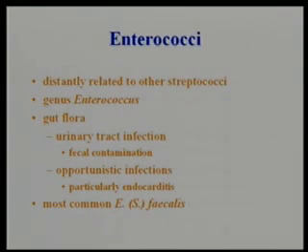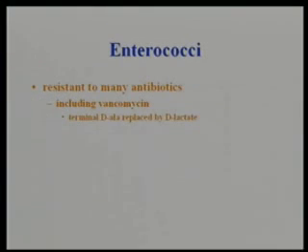The enterococci, as I've already said, are distantly related to other streptococci, but they've traditionally been covered with the other streptococci. The grouping tests are done against the streptococci. We know nowadays that genetically they're not streptococci at all. They are referred to as the genus Enterococcus. So you may see either designation. You may see them referred to as Enterococcus faecalis or faecium. You may see them referred to as Streptococcus faecalis or faecium or other versions thereof. So you need to know that when you talk about the group D. They are found, as I said, in the gut flora. They cause urinary tract infections from fecal contamination. They also cause opportunistic infections.